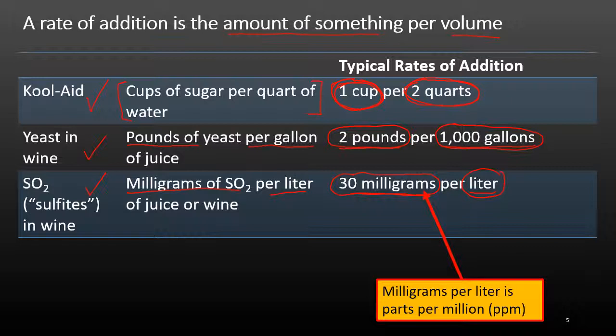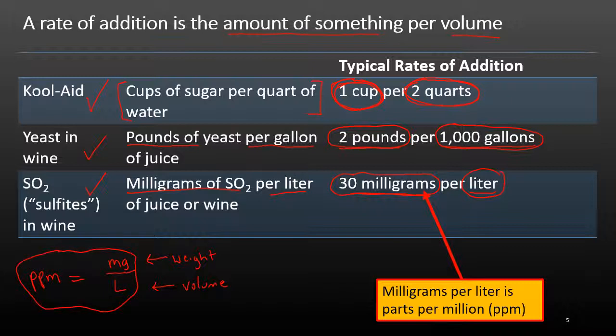So milligrams per liter is also known as parts per million. All right, so you often hear parts per million, or ppm, in the winemaking world, and just memorize that that is milligrams per liter. All right, so this would be the weight of something, milligrams, divided by a volume. So parts per million in the winemaking world is milligrams per liter. Just memorize that so you know it.